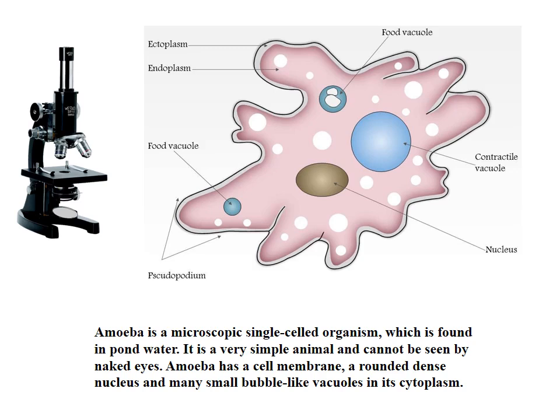Okay, so amoeba is a single cell microscopic organism which is found in pond water. It is a very simple animal that cannot be seen by naked eyes, and amoeba has a cell membrane, a rounded dense nucleus, and many small bubble-like vacuoles in its cytoplasm. Two types of vacuoles: one is food vacuole and another is contractile vacuole.